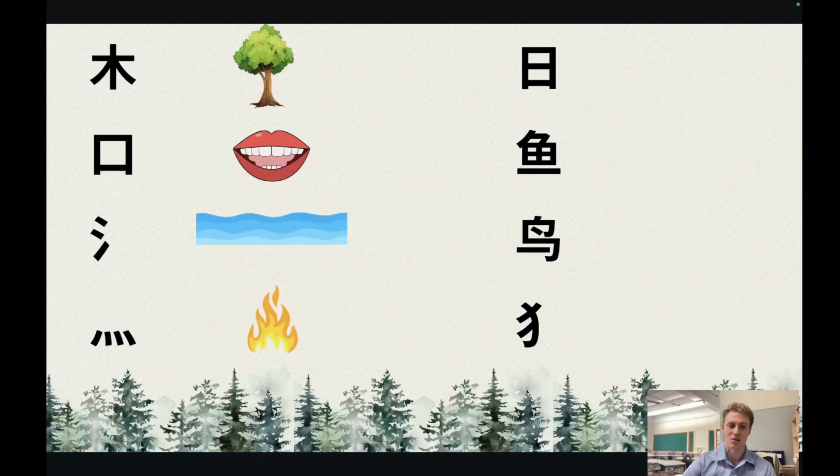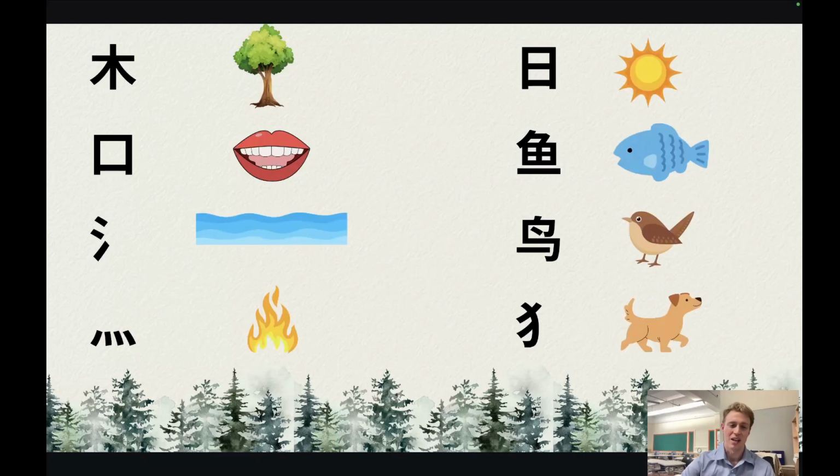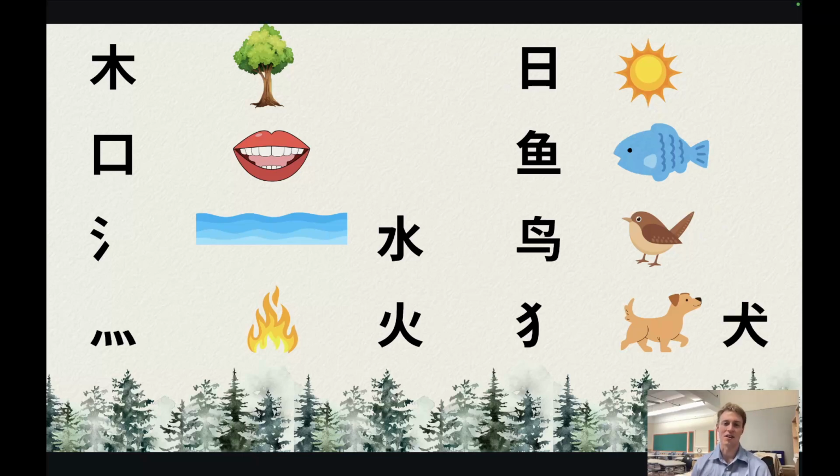Going back to this, you'll see that we have all of these radicals. Some of them will change form. So shui is often written with the 3 dots on the left, but if you see it by itself, it is this character in the middle. Huo is most often written in a character as the 4 dots on the left, but on its own, as well as in a couple of characters, you'll also see it as the full character on the right there. And then 犬, dog, is written like this as the full character. However, that is not the most common word for dog if you are using spoken Chinese nowadays.